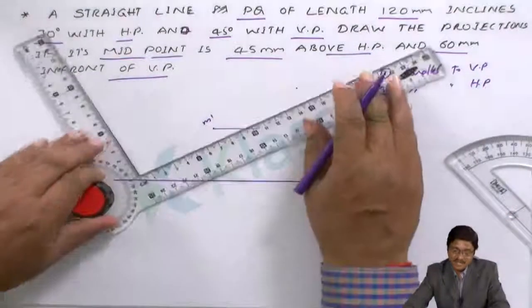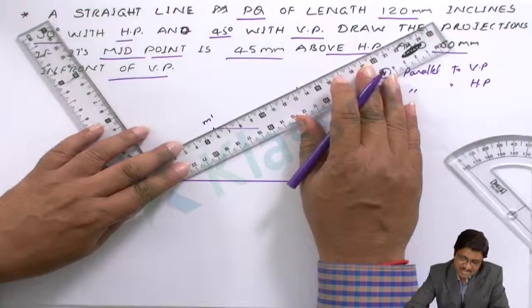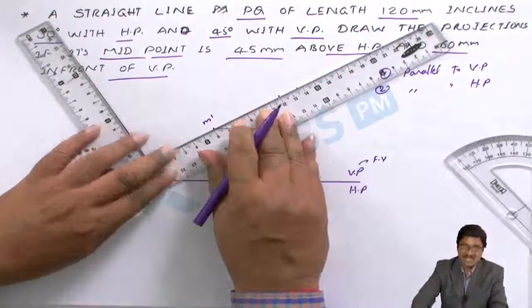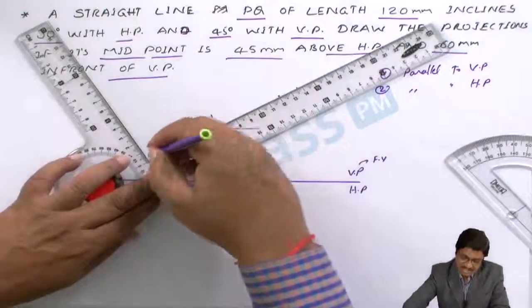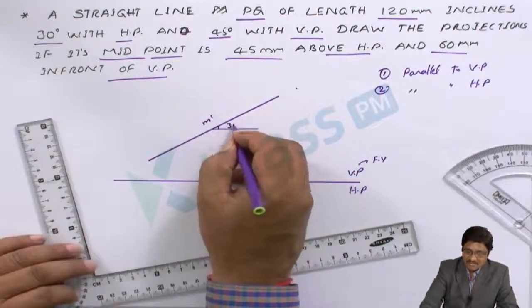So how much length is to be considered? Half the distance. Why? Because we are referring from the midpoint. So from the midpoint I have to take half of the distance here. Being a straight line, the remaining length is stretched back. This is the line, and this is at 30 degrees.